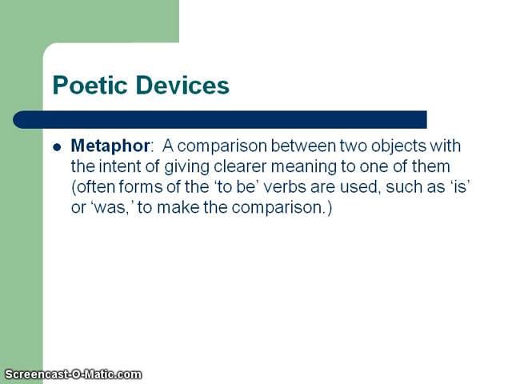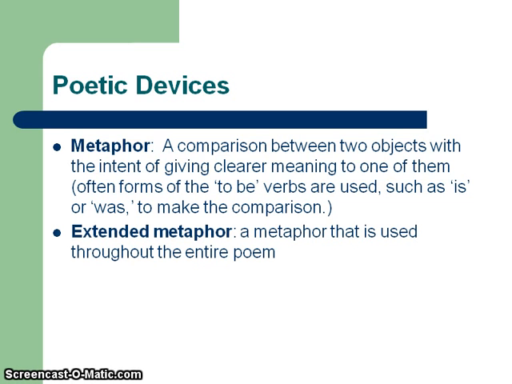Metaphor is a comparison between two objects with the intent of giving clearer meaning to one of them. This is often seen with a to-be verb, like is or was, to make the comparison. So an example of that would be, her heart was made of stone. You could easily see what someone is saying about this person when they're comparing her heart to stone. Obviously, she doesn't have many emotions or feel very loving toward people.